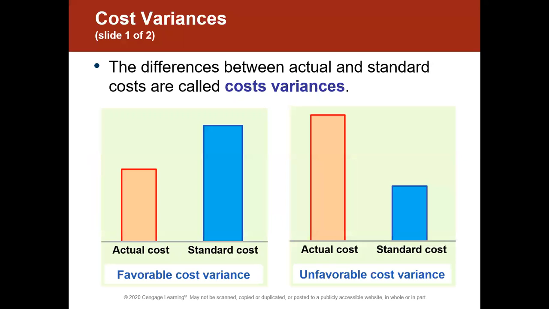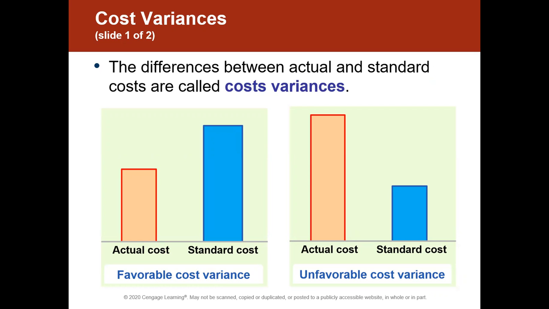All right. So the difference between actual and standard costs are called cost variances. And I love, they put in this whole slide to say, if actual cost is lower than the standard, we call that a favorable cost variance. And if our actual costs are higher than our standard costs, we call that an unfavorable cost variance. Thank you. Nice slide, guys.